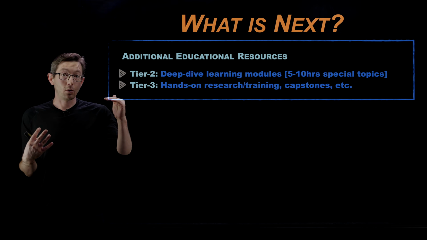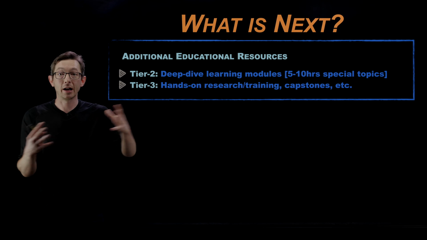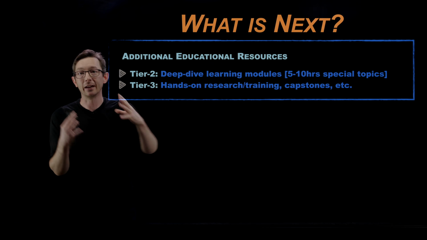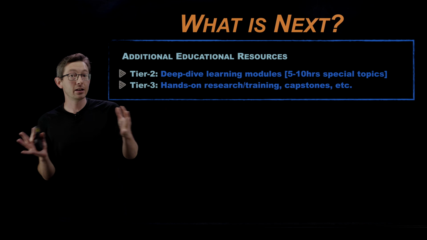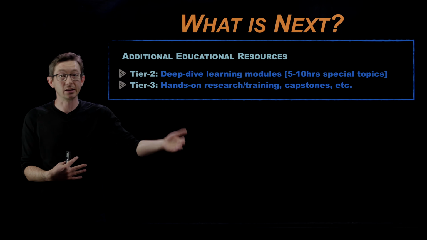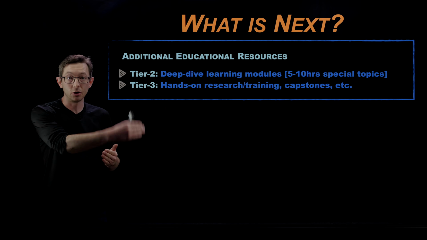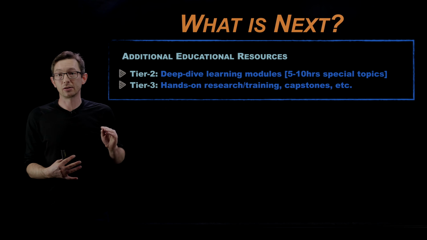So after this tier 1, there will be tier 2 and tier 3 modules that we're building out. Tier 2 are going to be these deep dive short courses, boot camps, and modules, essentially video series, 5 to 10 hours on special topics, things like machine learning for fluid dynamics, or optimization boot camp 1, 2, 3, and 4. There might be 4 of those. Advanced data visualization, things like that.